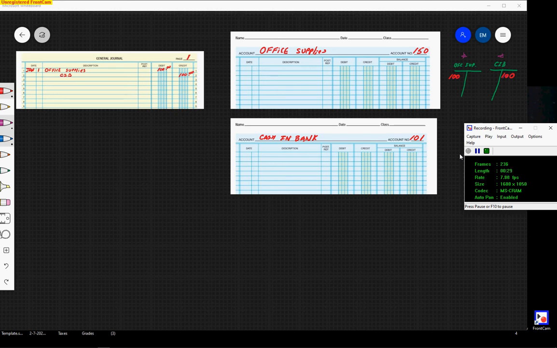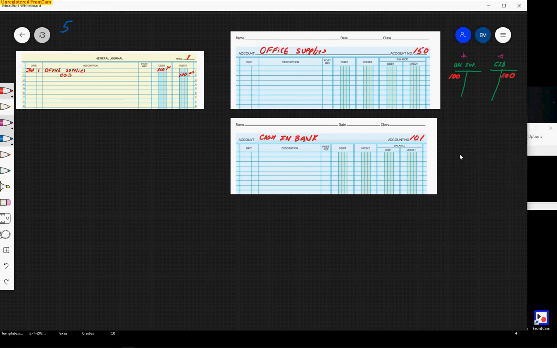The steps are very simple. This is the 5 steps for posting. That is not, porting is not the way I wanted to spell that, so I'm going to say posting. There we go. First step, what form? That's the question we need to ask. Step number 1.